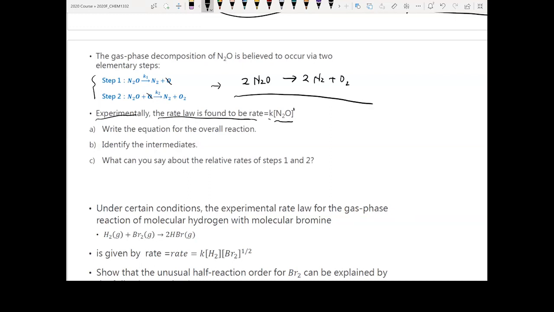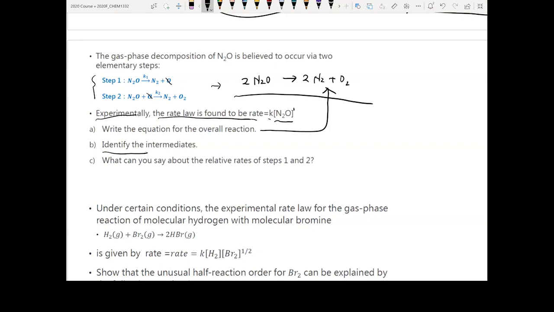You have 4 nitrogen on the left, 4 nitrogen on the right, and then 2 oxygen on the left, 2 oxygen on the right. So it's all balanced, right? And then you say experimentally the rate law is found to be rate is equal to K times N2O to the first power. That's the first question, right? Write down the equation of overall reaction. We know this is the overall equation and it's balanced already. So there's nothing else we need to do.